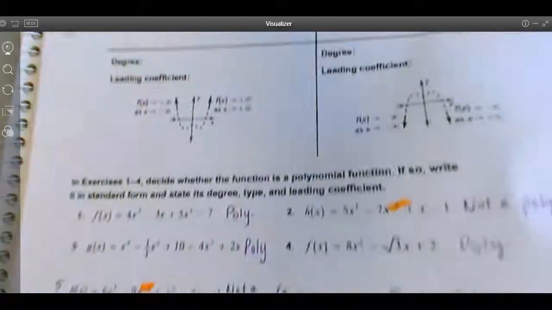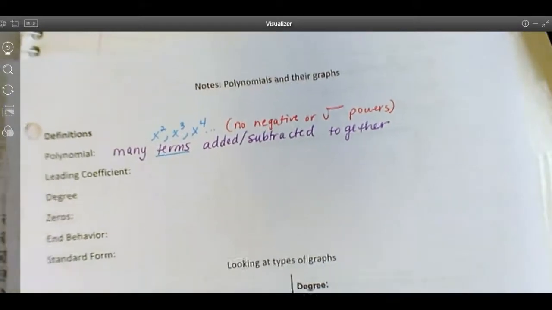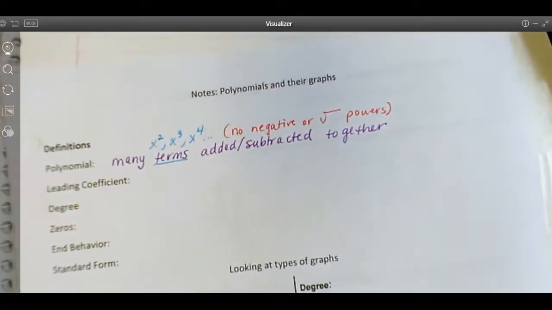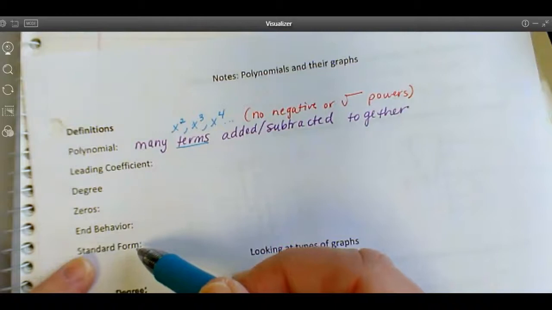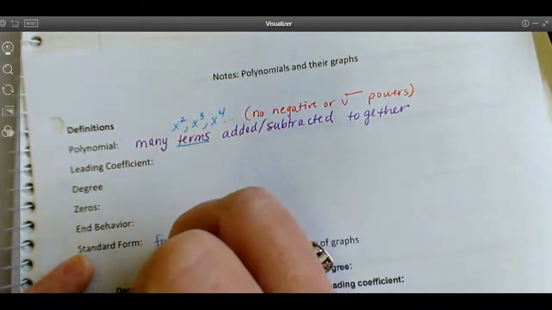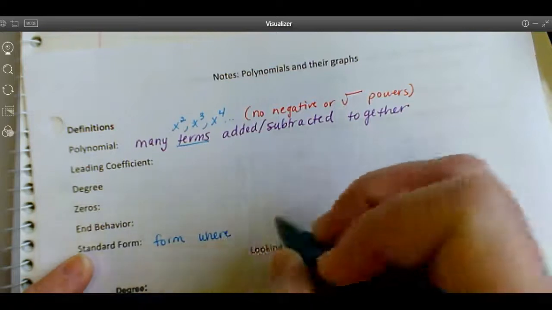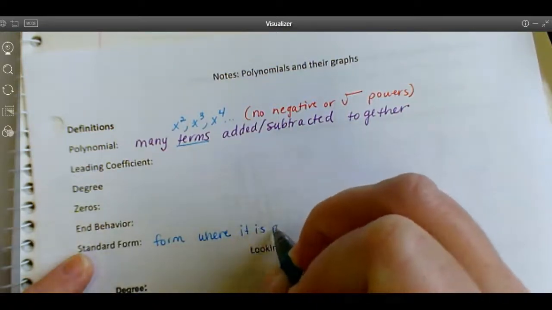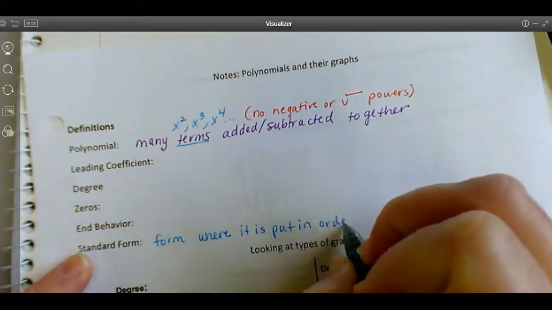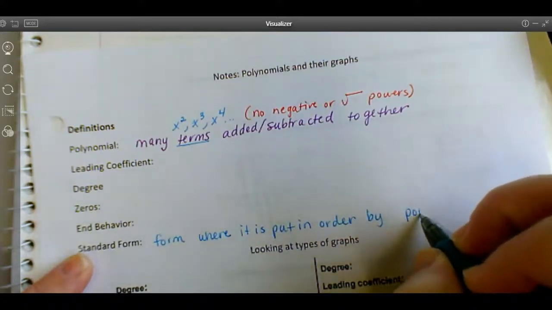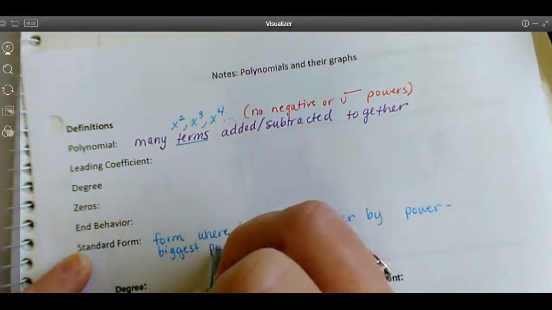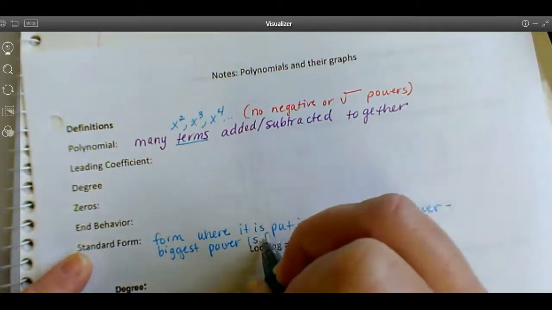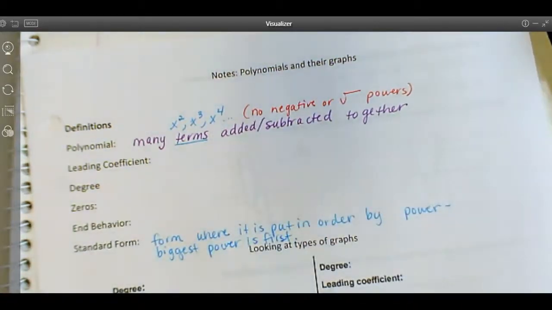Now, our next definition, let's go back to the top. Our next definition said leading coefficient. Okay? Well, I'm going to do standard form and leading coefficient at the same time. Standard form is the form where it is put in order by power. The biggest power is first. Give you a few seconds to write that down.